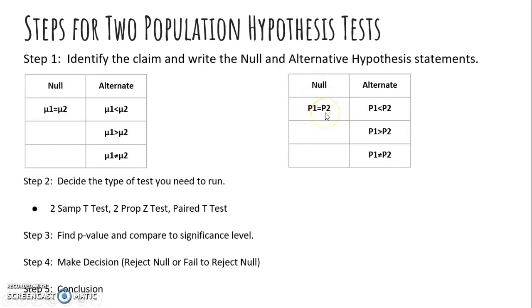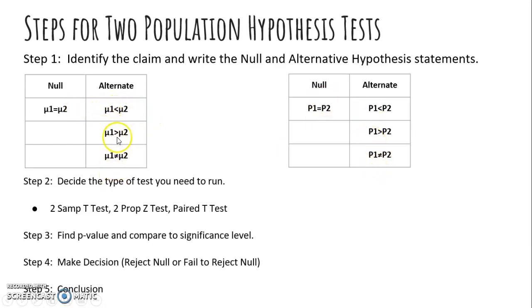Both of those are capital. Now, you don't have to use the numbers 1 and 2. Let's say you were comparing the proportion of Democratic voters in Alabama versus the proportion of Democratic voters in Mississippi. You could write P sub A equals P sub M. It's up to you, as long as you know which one is which. Now, your alternate statement will still have an inequality sign. It'll either be less than, greater than, or not equal to.